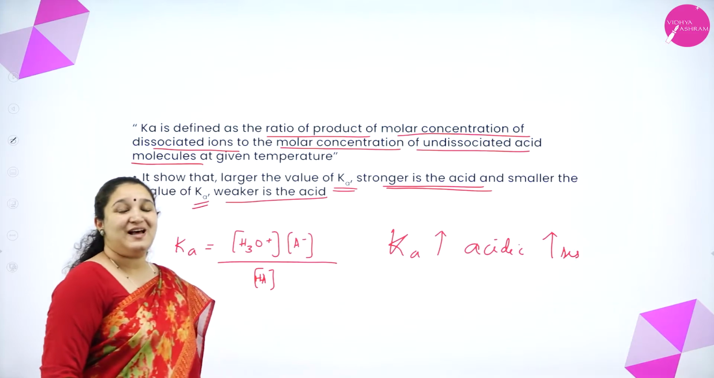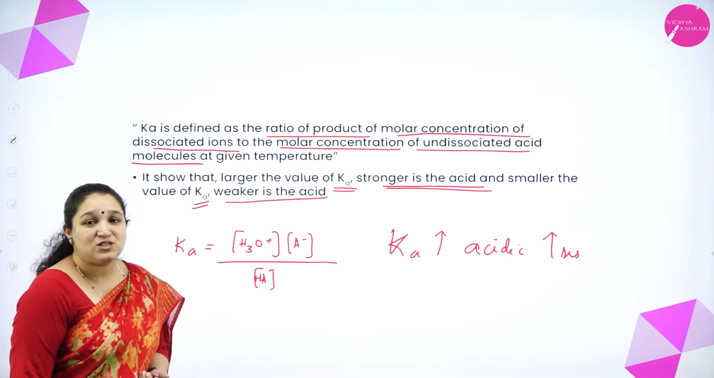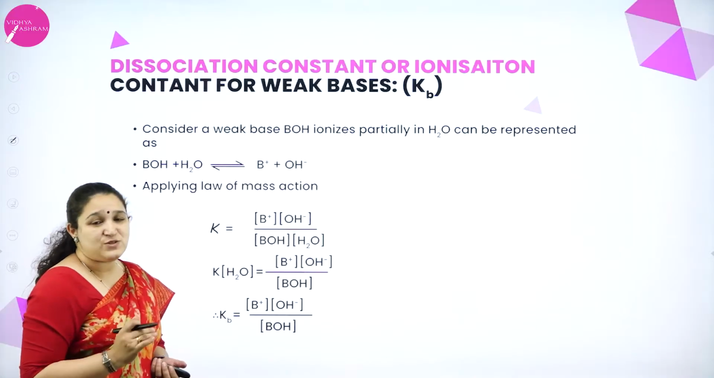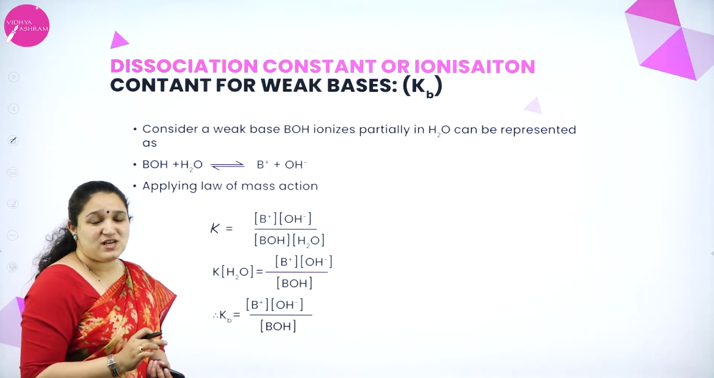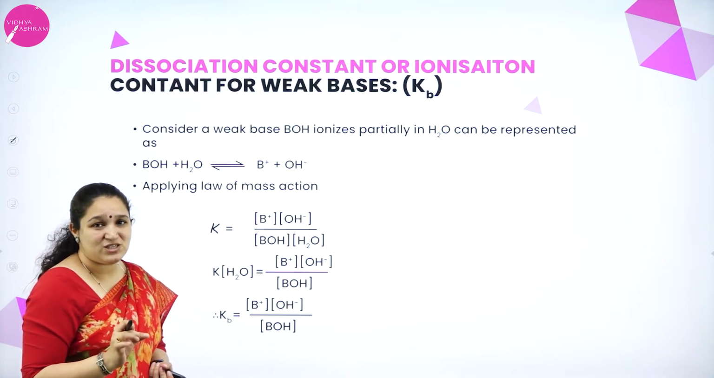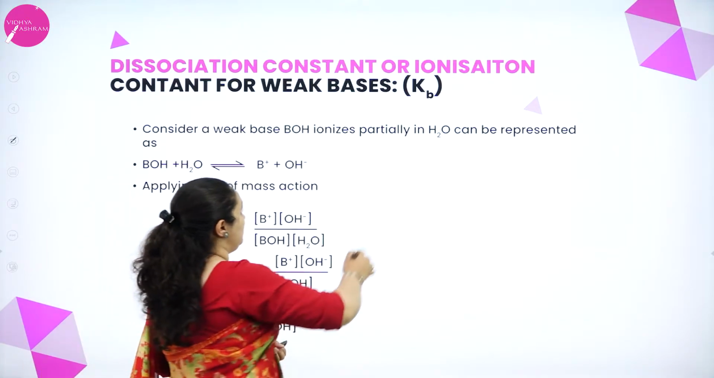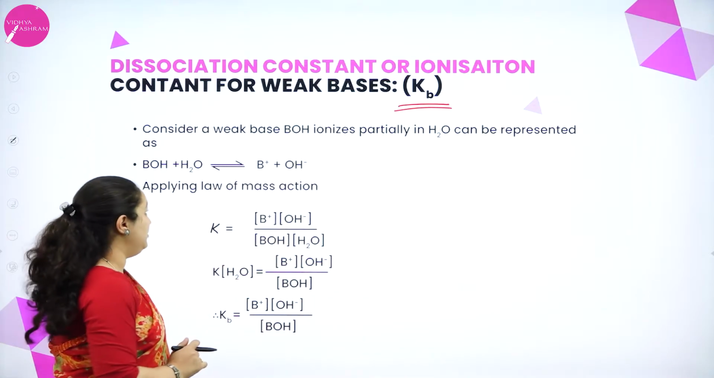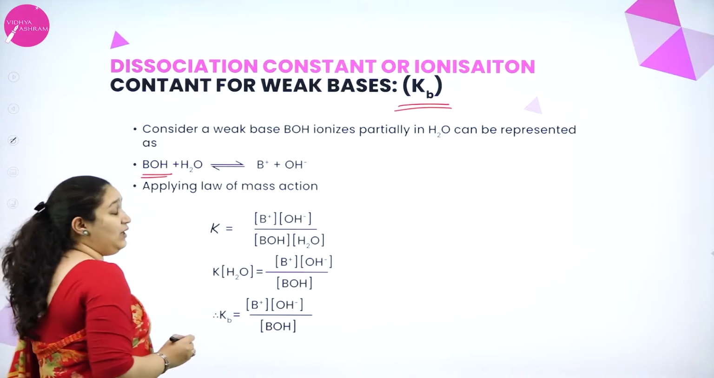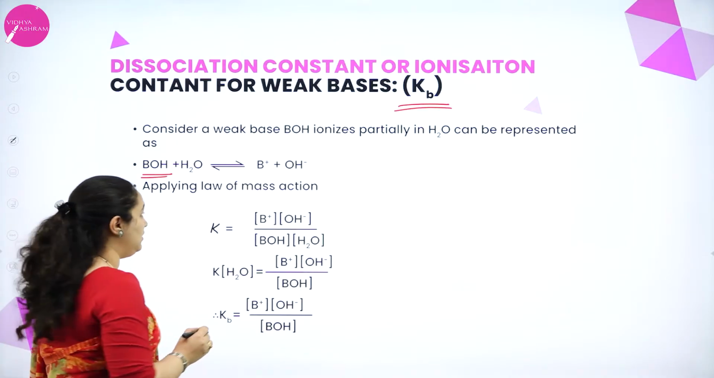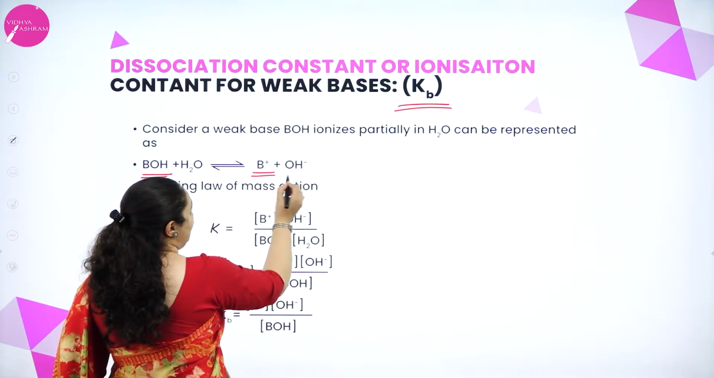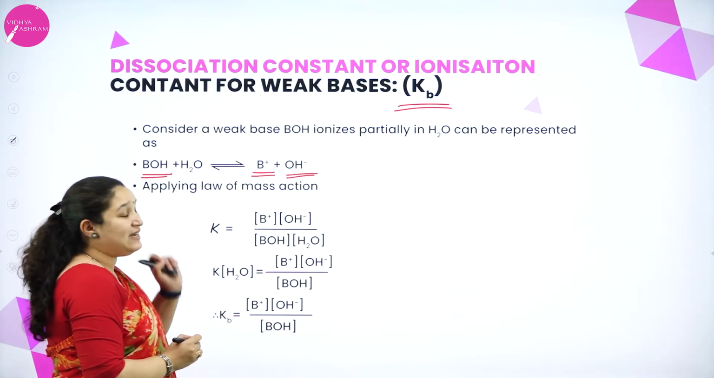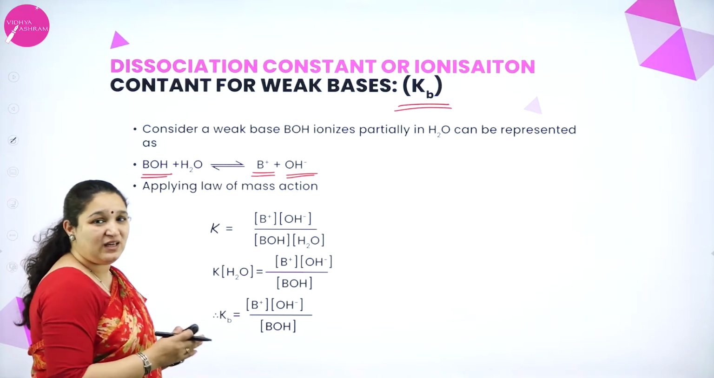Okay? So, that's about the dissociation constant of a weak acid, Ka. Next, we'll be studying the dissociation constant or the ionization constant of a weak base, which is called Kb. For this, we will consider a base BOH. When it is mixed with water, it will dissociate to form B plus ion and OH minus ion. And the system will attain equilibrium.